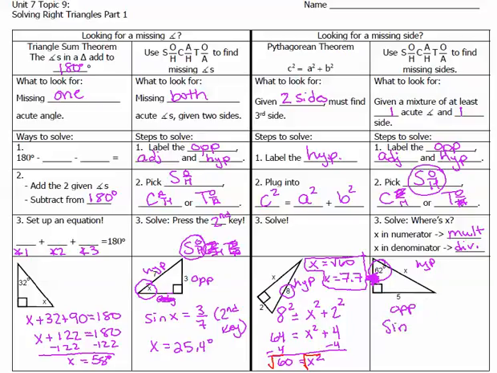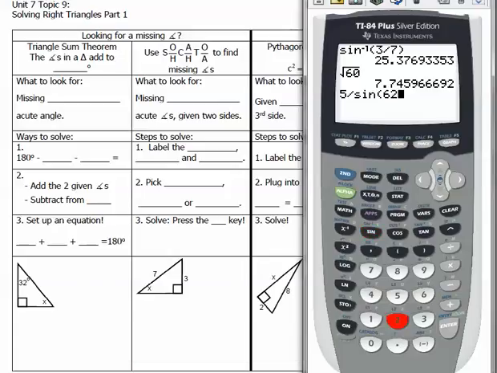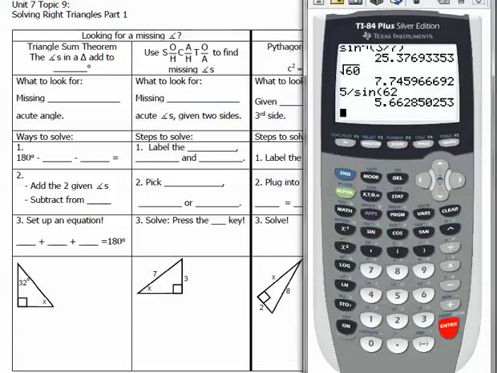So sine of 62 equals 5 over x. Because x is in the bottom, I'm going to divide. So x equals 5 divided by sine of 62, which I'm going to put in my calculator. 5 divided by sine of 62, and I get 5.66.